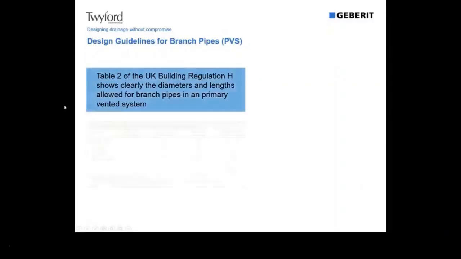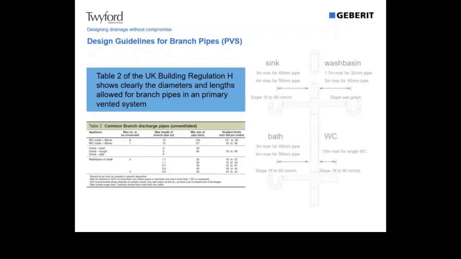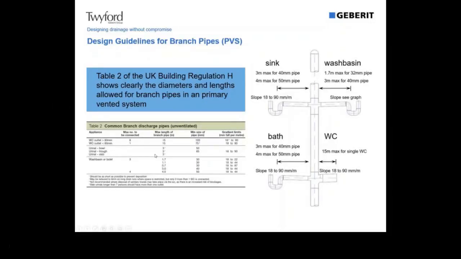So table 2 of the building regulations shows a diameter and lengths that are required, that being maximum length in meters for pan outlets, for wash hand basins, and you'll see depending on the length of the run will then give you the size of the pipe required and the gradient in millimeters per full in order to make sure that the system is discharging correctly. And that's listed in, as I say, in part H of the building reg. So a lot of information there given on how to work within an unvented system, a primary vented.